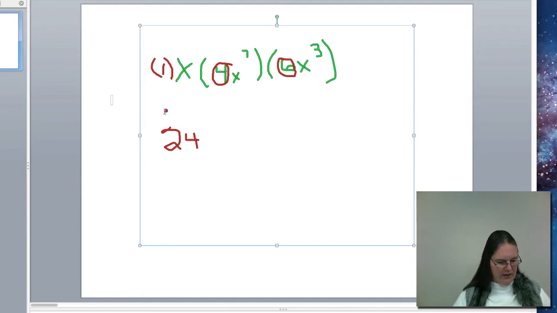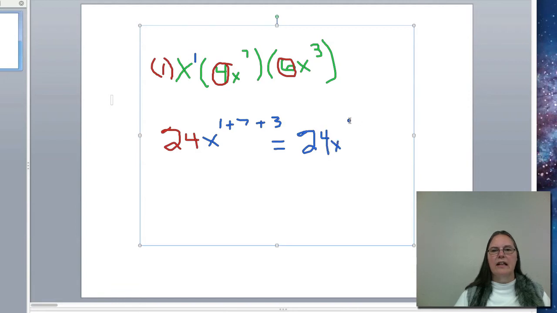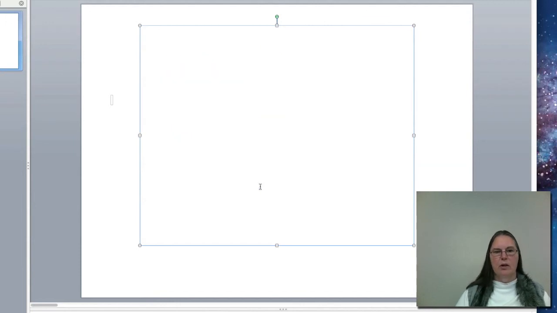Now let's look at our x's. We have an x to the 1st power, 7th, and the 3rd. Well, in this case, I know that we're going to have the 1 added to the 7 added to the 3. So the total is 24x to the 11th power. This is not a power raised to a power, but it is just the sum of the powers because it's all multiplied together. So let's look at a power raised to a power.